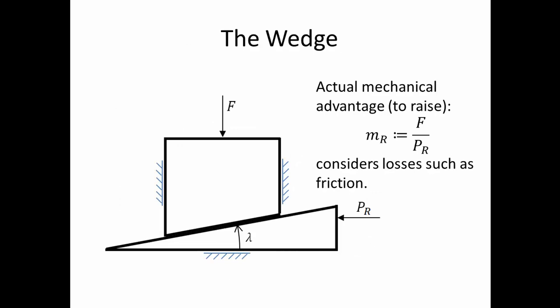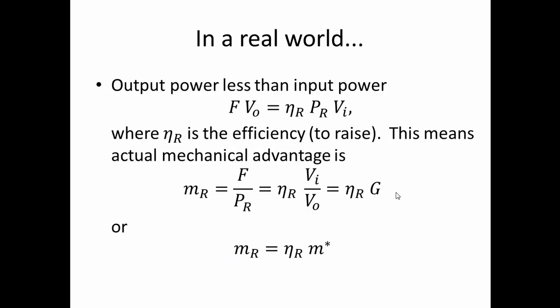And going back to the wedge, we kind of want to know what our actual mechanical advantage is. You can define that as M sub R, the actual output force divided by the actual input force, where you can consider losses such as friction. So in the real world, your output power would be some efficiency times your input power, where eta sub R is the efficiency, and I use the subscript R as we're raising right now. This means your actual mechanical advantage is F divided by PR.